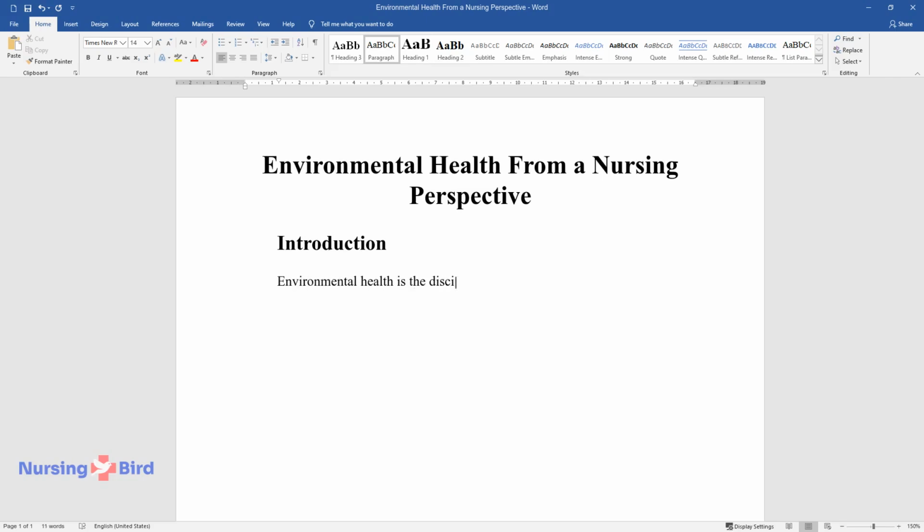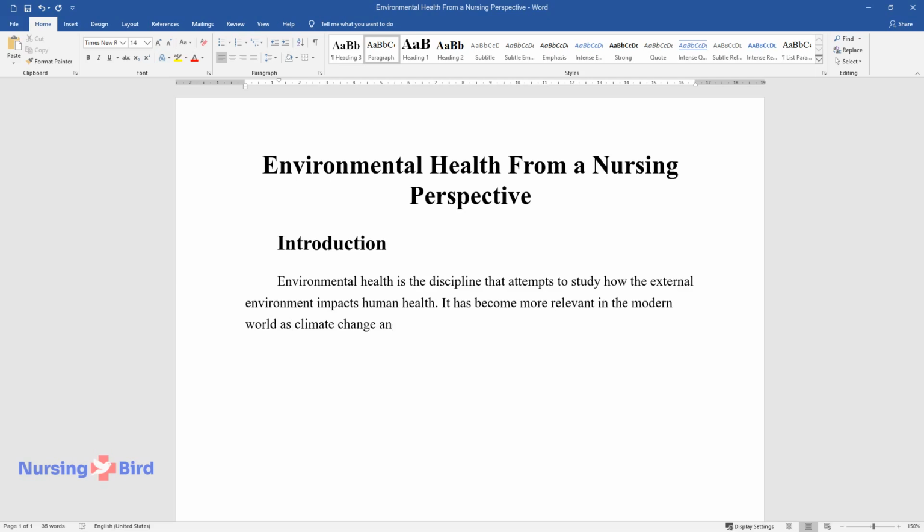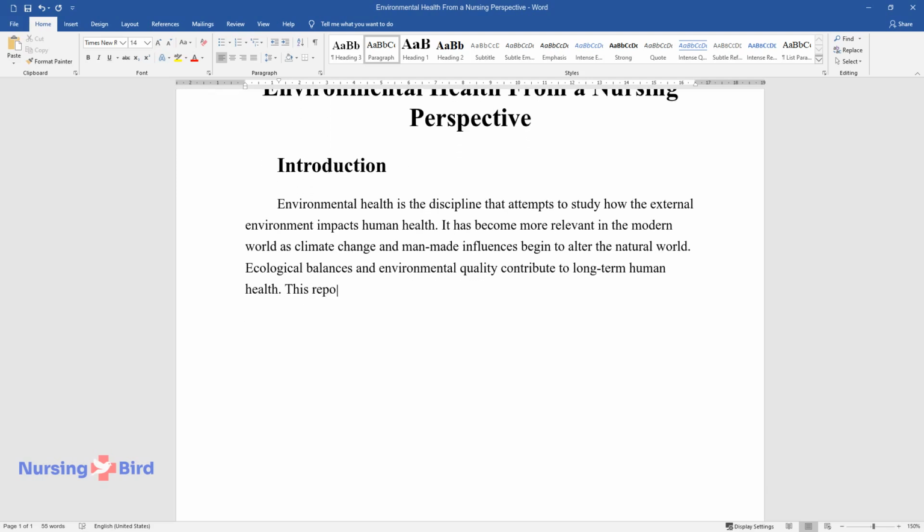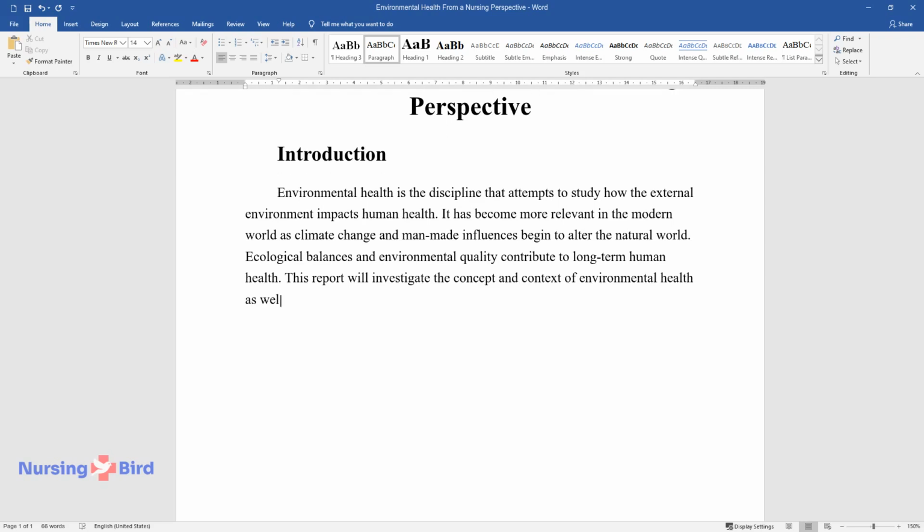Environmental health is the discipline that attempts to study how the external environment impacts human health. It has become more relevant in the modern world as climate change and man-made influences begin to alter the natural world. Ecological balances and environmental quality contribute to long-term human health. This report will investigate the concept and context of environmental health as well as how it can be improved from a nursing perspective.